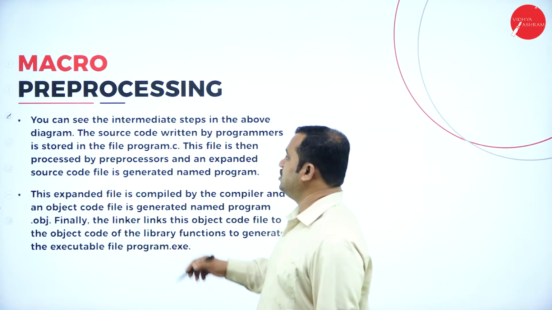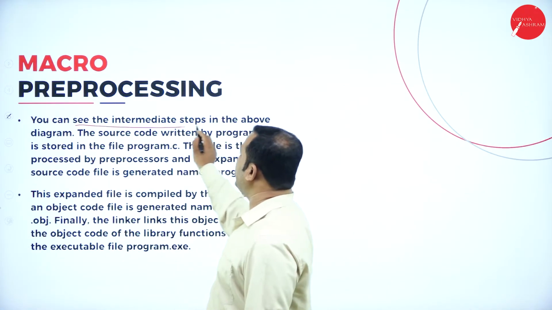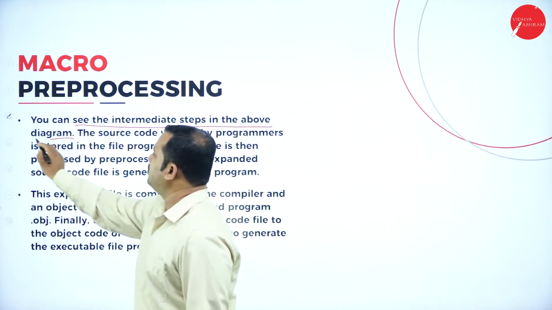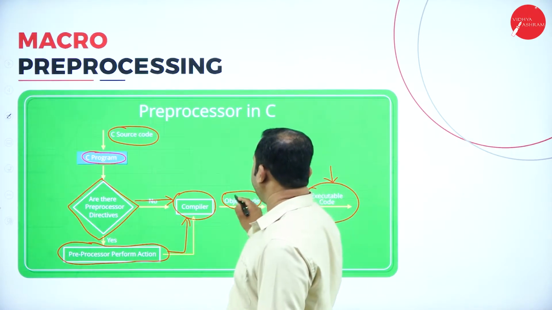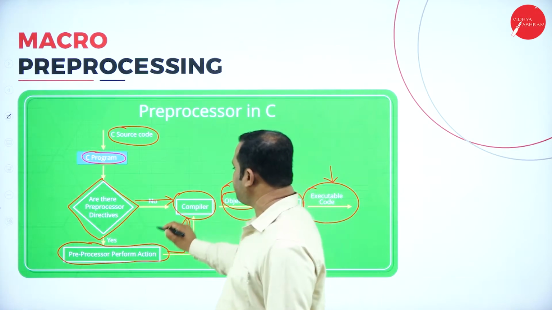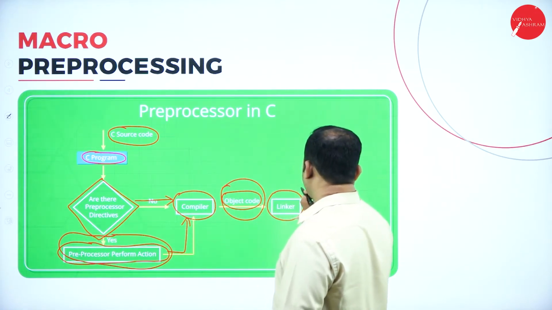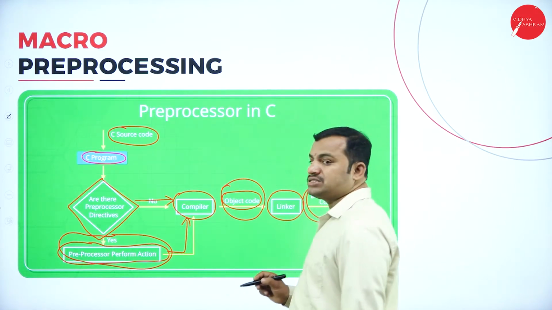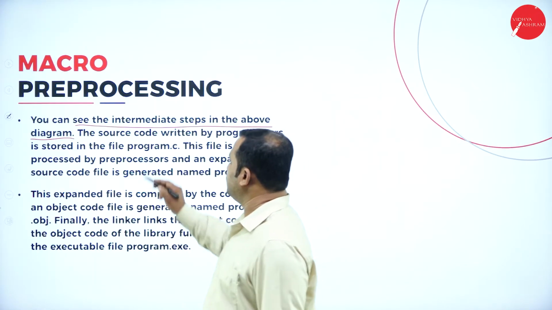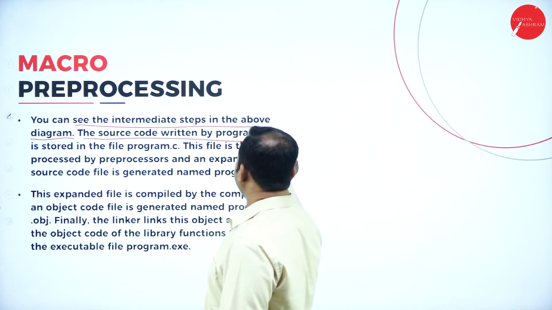Now in this case, you can see the intermediate steps in the program, that is, in the diagram. This is one intermediate step, this is another intermediate step, and after this is another. All these are called intermediate steps.